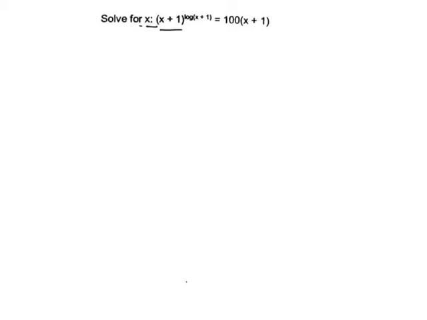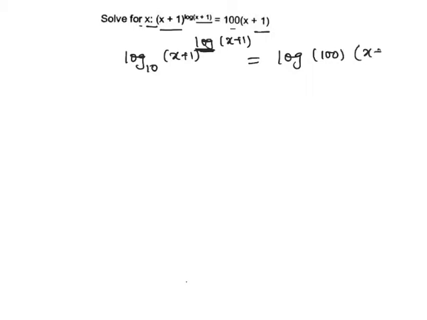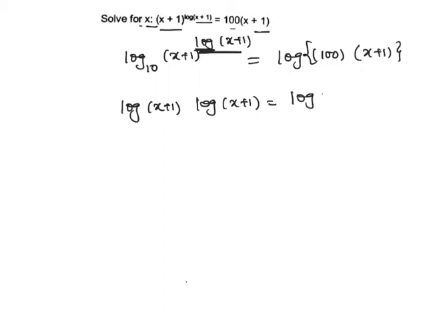Next problem is solve for x. (x plus 1) power log (x plus 1) equals 100 times (x plus 1). So what will we take? We will take base 10. Correct? So log base 10 of (x plus 1) whole power log (x plus 1). Base is 10, we can write as log also. This one also has base 10 only. Log of 100 times (x plus 1) in bracket. Correct? This we can write as log (x plus 1), and the power we can take in multiplication. Log (x plus 1) times log (x plus 1) equals log 100 plus log (x plus 1).